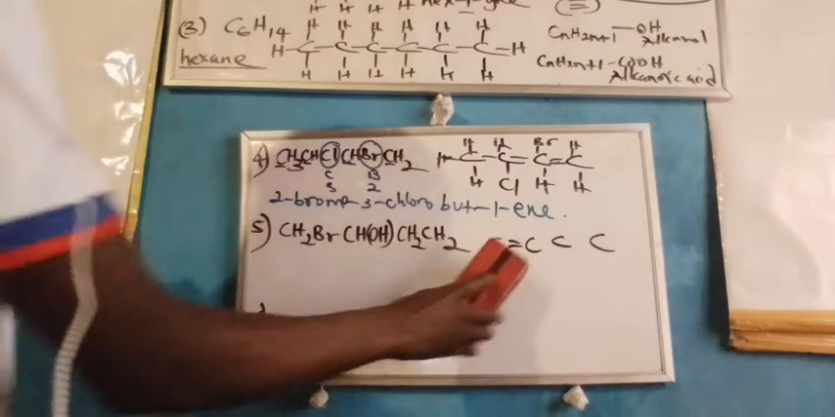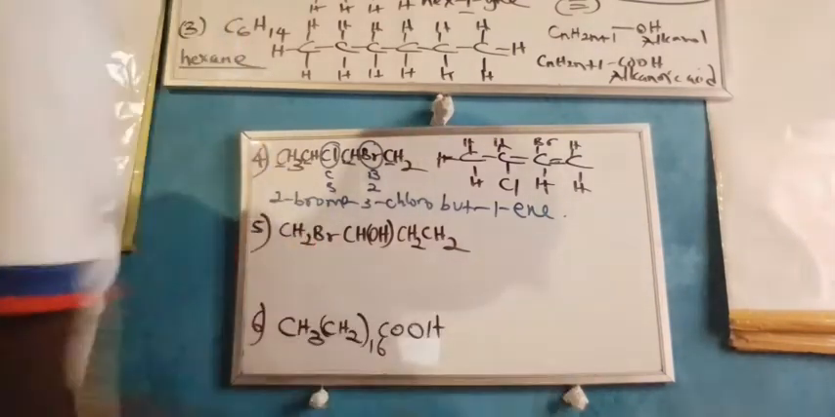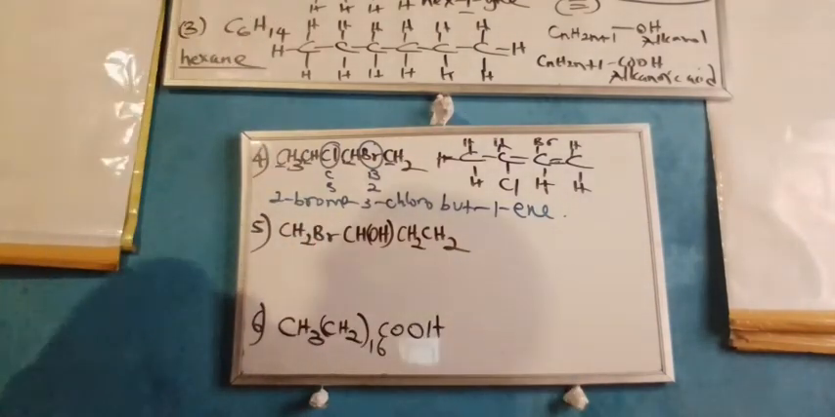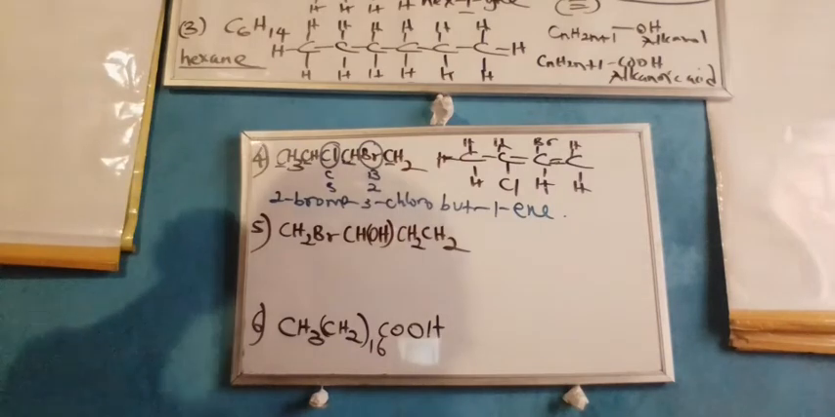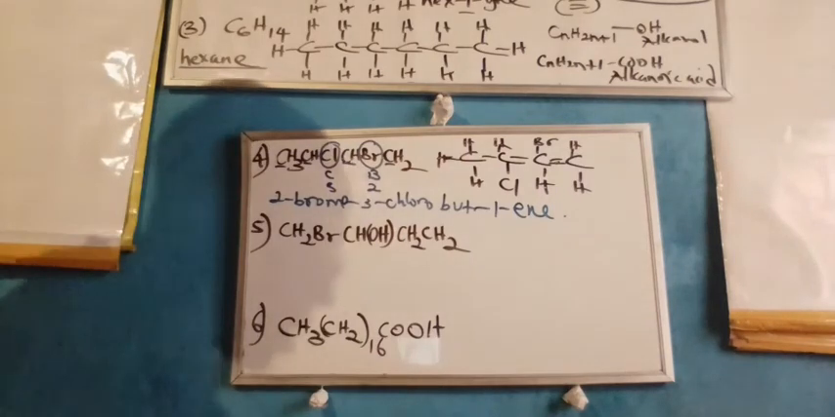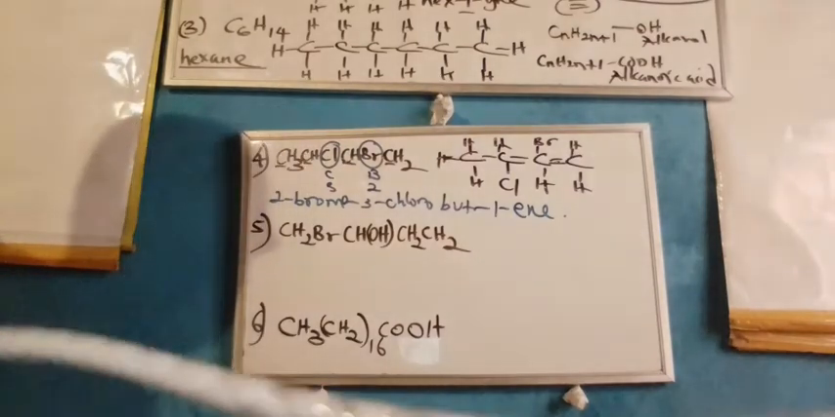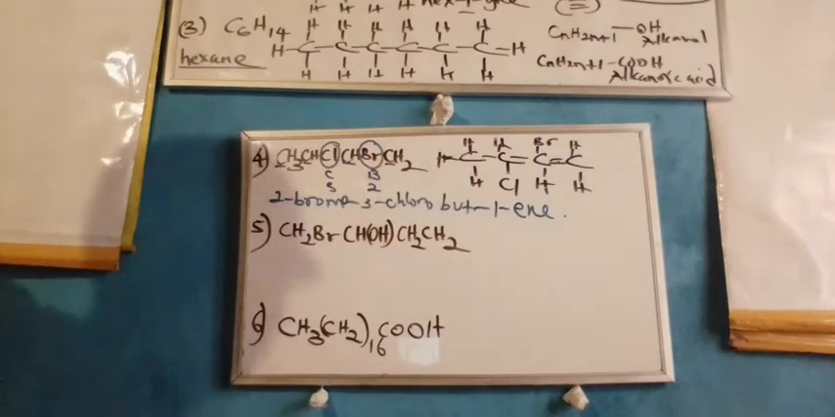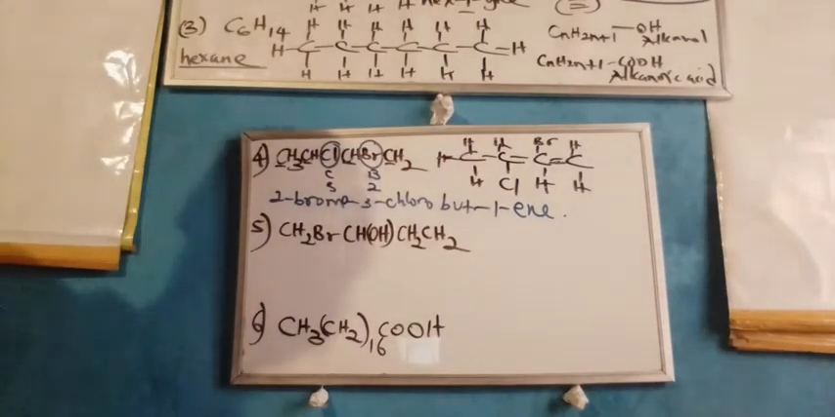We will still name it from the side closer to the functional group, because the functional group takes precedence over the alphabetical listing of foreign molecules in a hydrocarbon or organic compound. So that is 2-bromo, 3-chloro, but-1-ene. Next, we have a structure here following the same sequence.